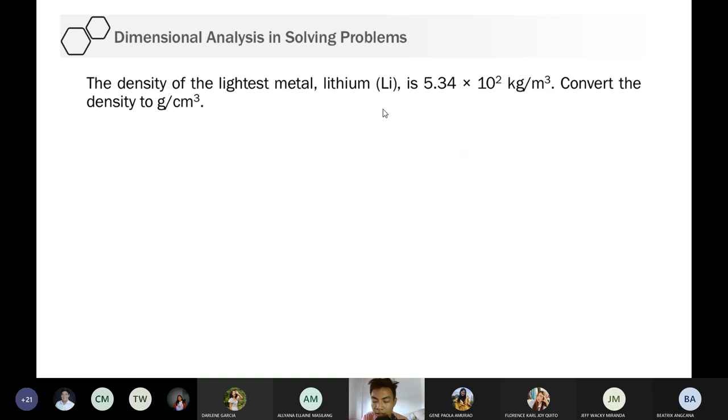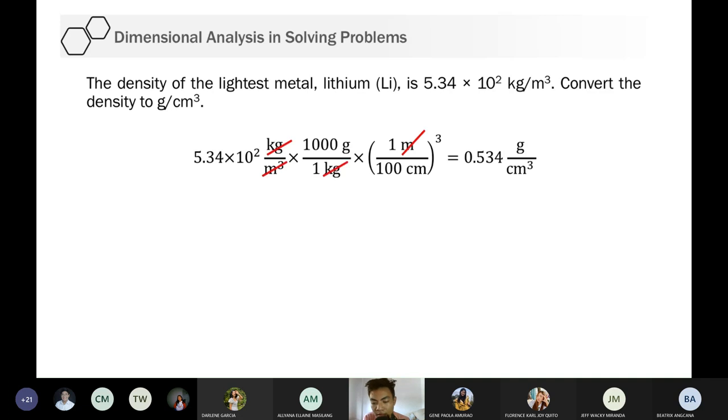So for example, this one, how many sig figs do we have here? We have 3 significant figures, right? So that means your final answer must be written in 3 significant figures. Okay, so that's all for today.